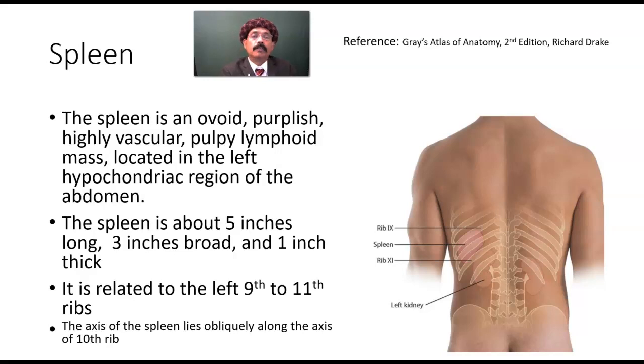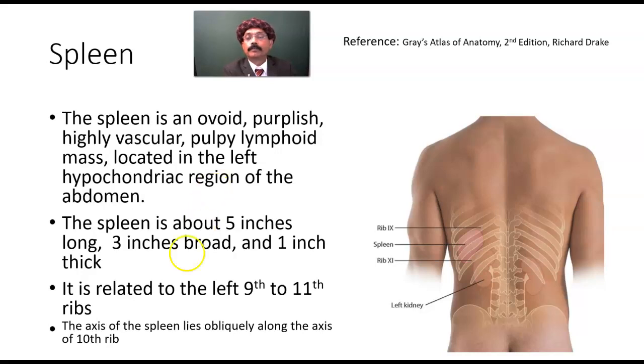Today I will discuss the anatomy of the spleen. What is the spleen? The spleen is an ovoid, purplish, highly vascular, pulpy lymphoid mass located in the left hypochondriac region of the abdomen. So it is under cover of the ribs, but it is a content of the abdomen. It is highly vascular, pulpy, ovoid, lying between the stomach, the diaphragm and the kidney.